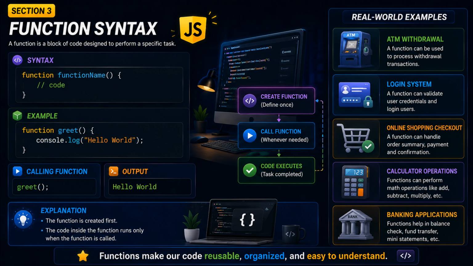Section 3. Function syntax. Function name. Example: function greet, console.log("Hello world"). Calling the function: greet(). Output: Hello world. Explanation: the function is created first. The code inside the function runs only when the function is called.